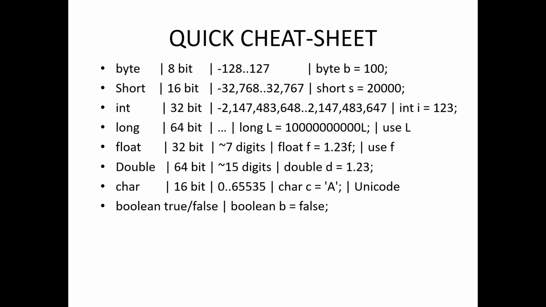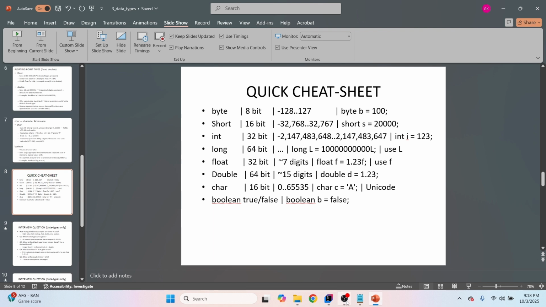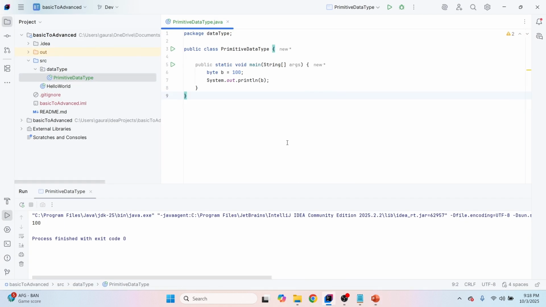Okay, so that is a good cheat sheet, you can say. In the single sheet we have their size, their range as well, and how to declare them. So you can use it as a single sheet to remember these primitive data types. Now let's do some practice and check whether what we read is exactly true or not.